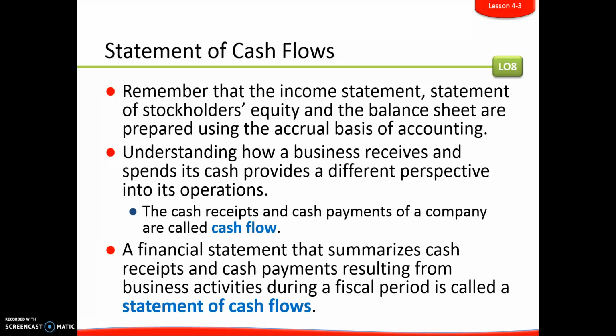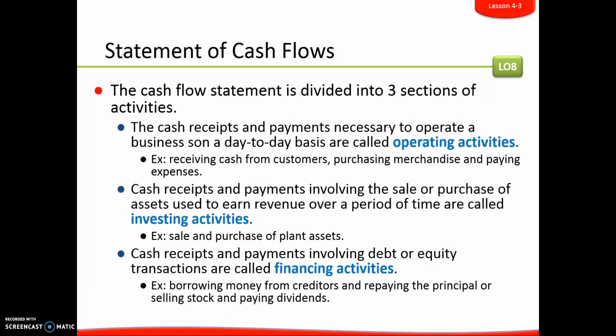So remember that cash receipts and cash payments are called cash flows. And so the financial statement that summarizes those cash receipts for different business activities is called the statement of cash flow. The cash flow statement gets divided into 3 sections. We have operating activities where we have cash receipts and payments that we need to make to operate on a day-to-day basis. Examples are receiving cash from our customers, so cash receipts from sales, any sort of purchasing of merchandise, and then any sort of paying of expenses, salary expense, rent expense, insurance expense, any of those would be examples of operating activities.